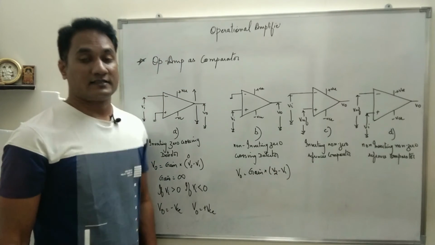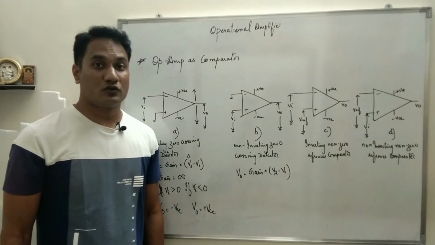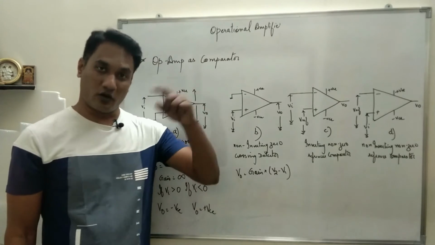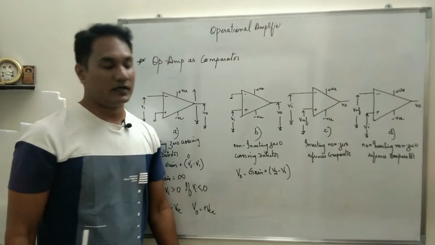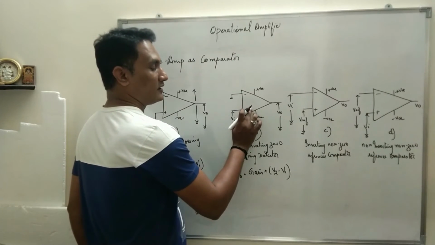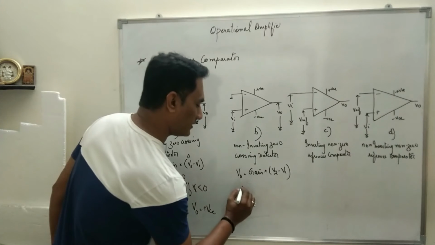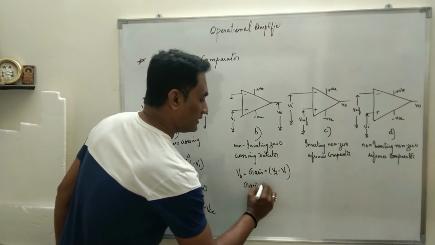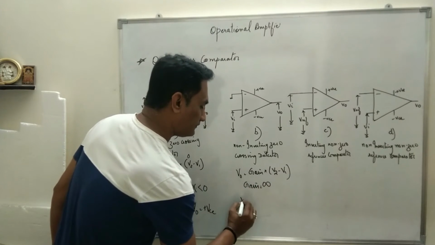In op-amp as subtractor, we understood that the difference will always be non-inverting minus the inverting. So it will be V2 minus V1. That means voltage across non-inverting minus voltage across inverting, and gain is infinite.